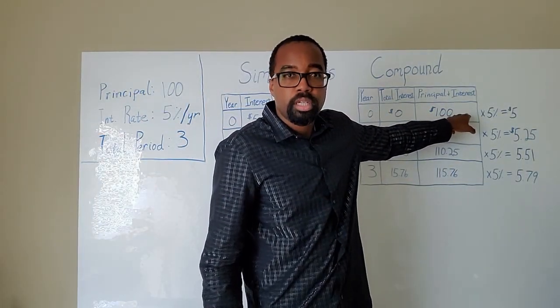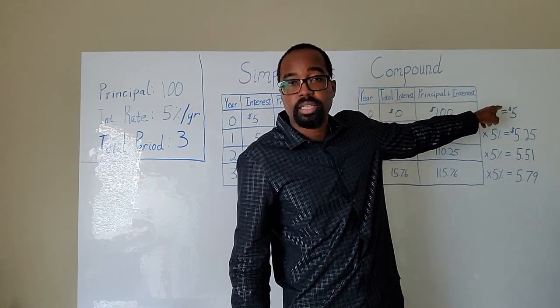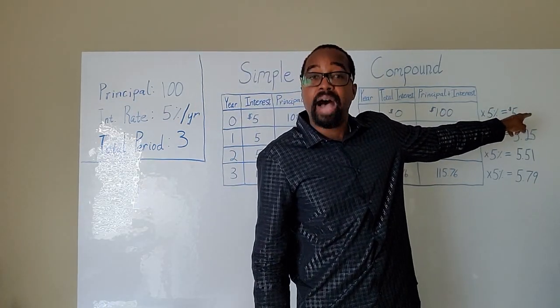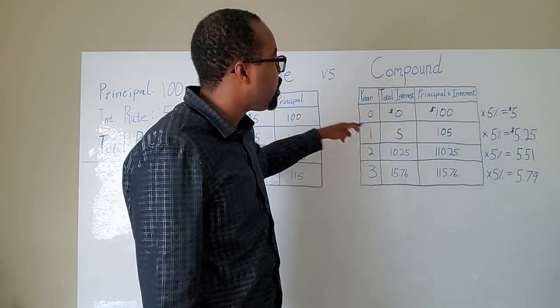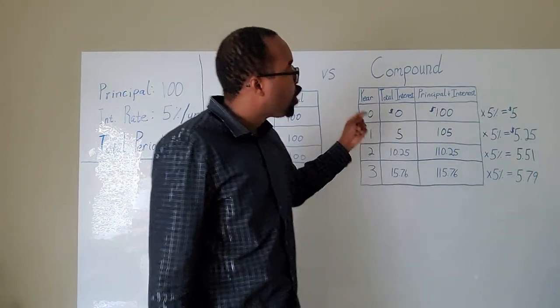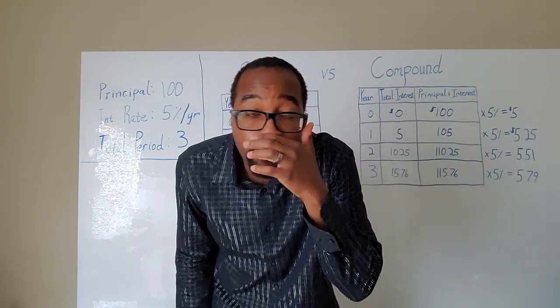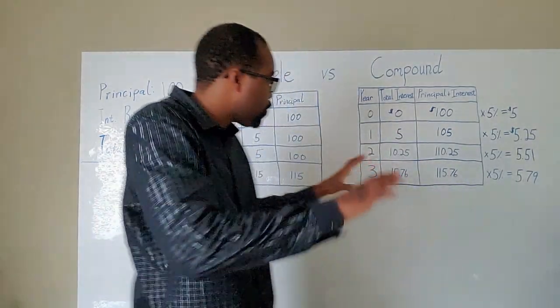$100 multiplied by 5% is what? $5. Good, very good. Now we're going to year 1. The total interest earned so far was how much? How much was it?